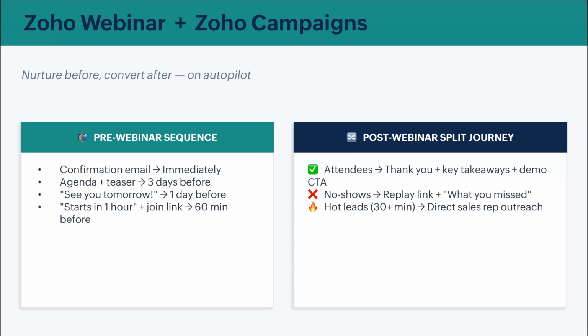You can send an agenda and teaser 3 days before the event, then a see you tomorrow reminder a day before the webinar, and even another reminder an hour before the webinar. All of these can be customized. This is important because registration alone does not guarantee attendance. Reminder emails drive the show-up rates. A good webinar doesn't just collect names, but builds anticipation for the webinar.